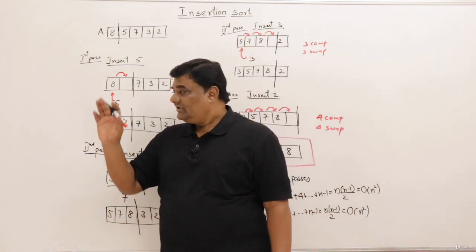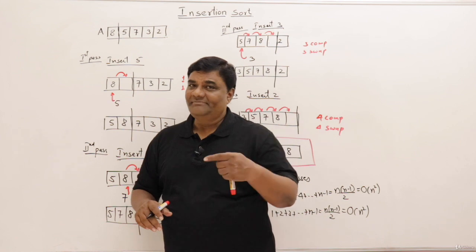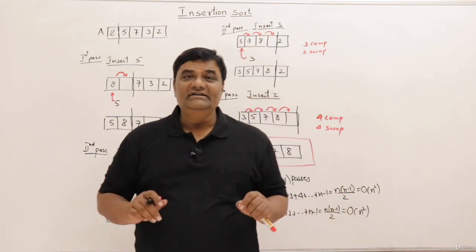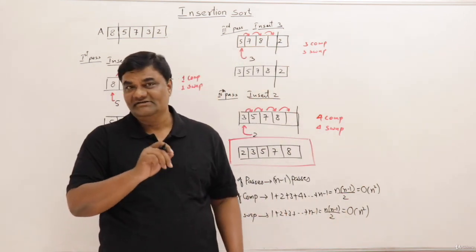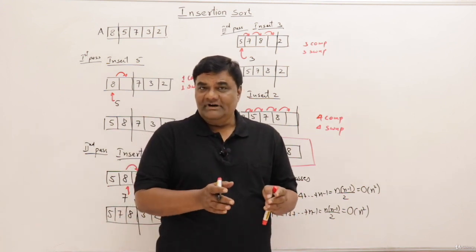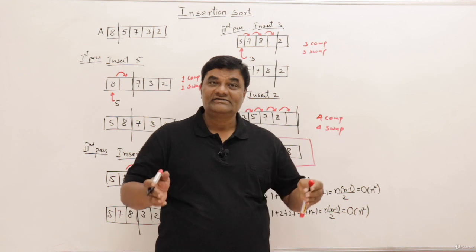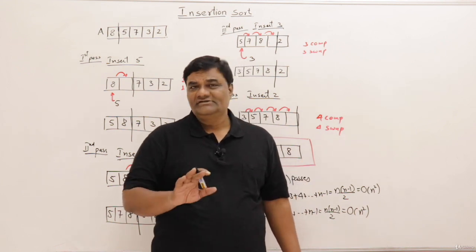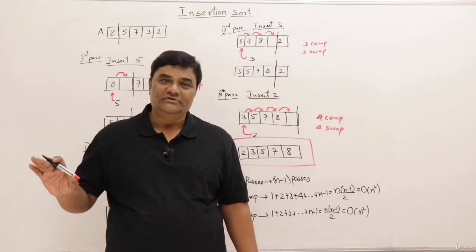No. So intermediate results, that is just 1 pass or 2 passes, will not give you any useful result in insertion sort. Like in bubble sort, if we perform 1 pass, we get the largest element, 2 passes, 2 largest elements. But in insertion sort, you will not get anything useful.